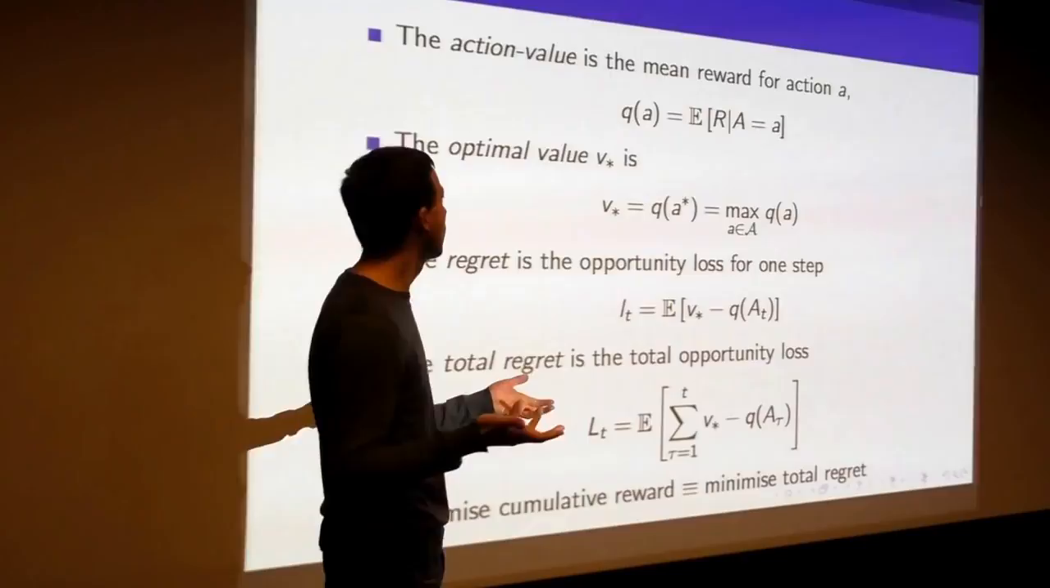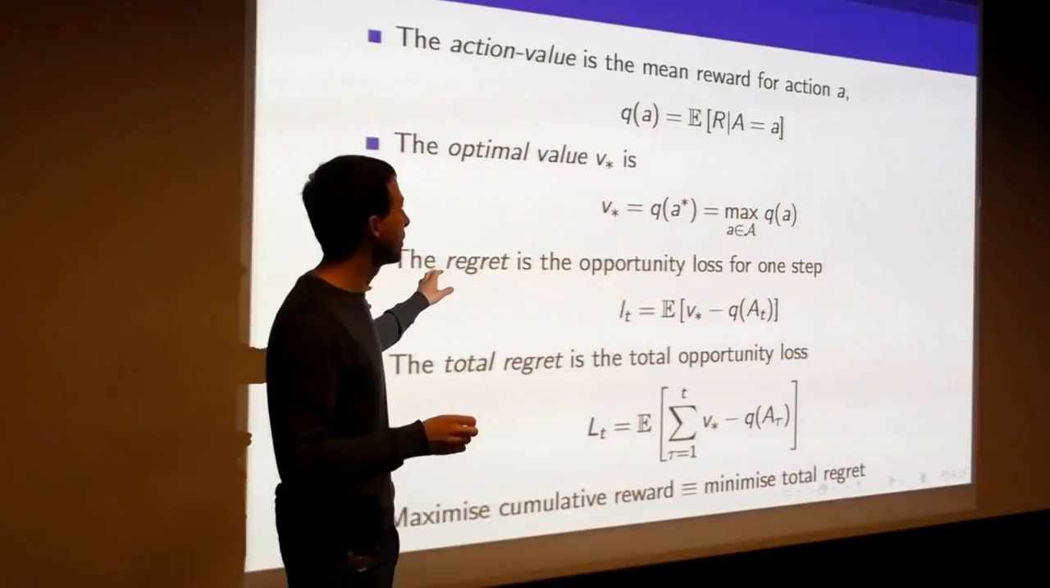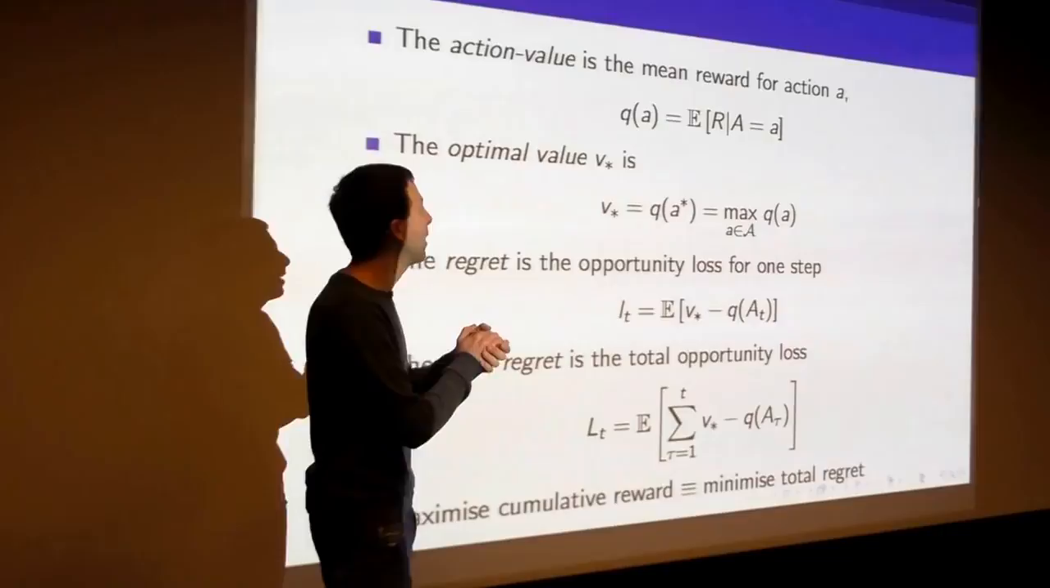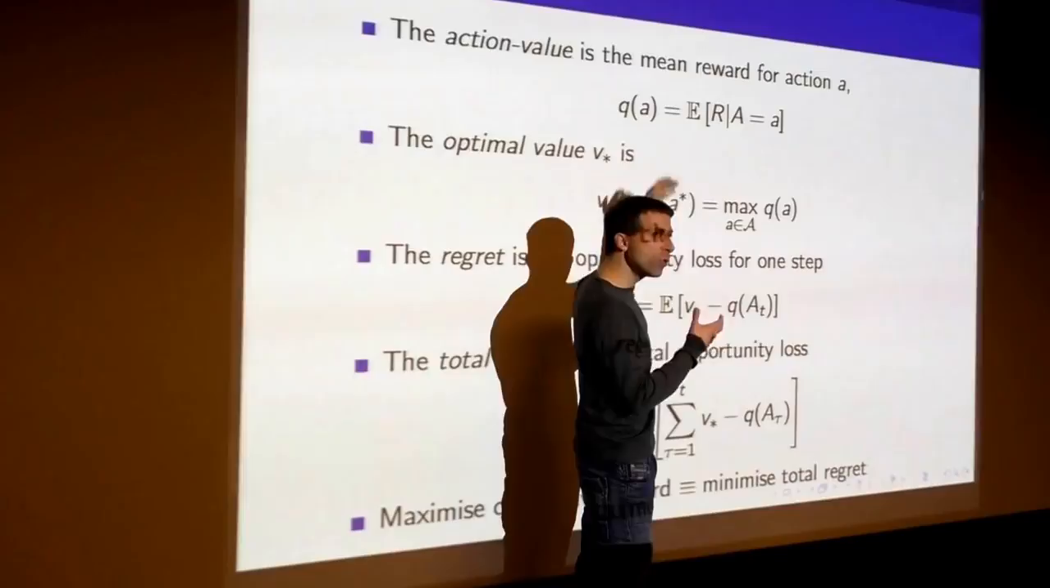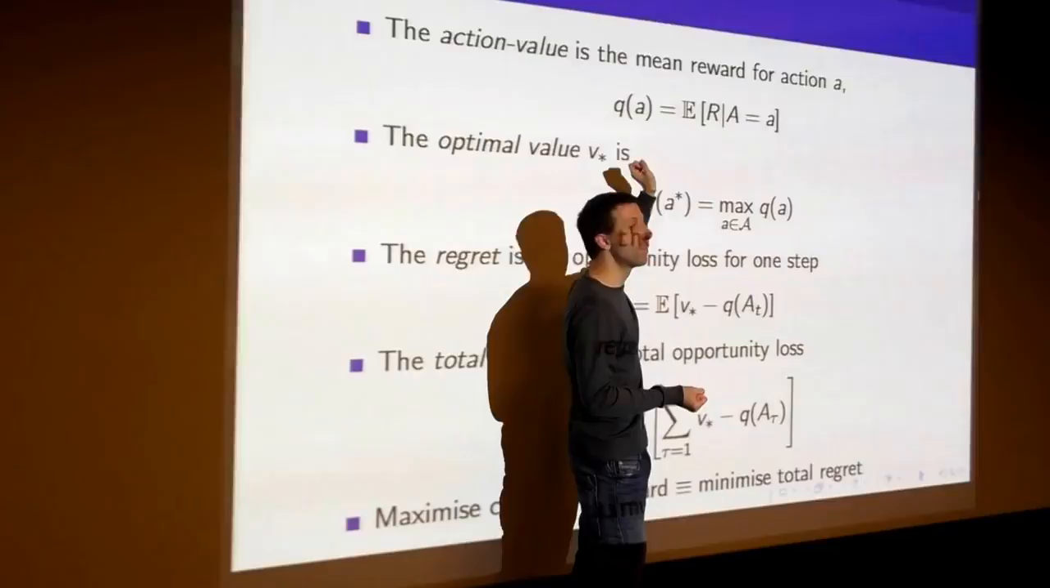To understand that, let's work through a couple of definitions. We're going to start off by defining the action value. This is like our familiar Q, but now we've thrown out states. There are no states anymore, so we've just got Q of A. This is the expected reward that we'll get if we pull one of those arms. This is the true payout of one of those machines, like how much it will really pay out, maybe 75% for machine one and 80% for machine two.